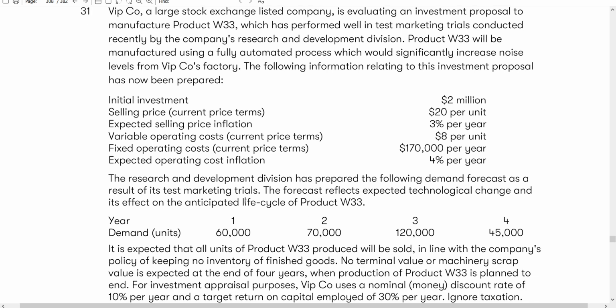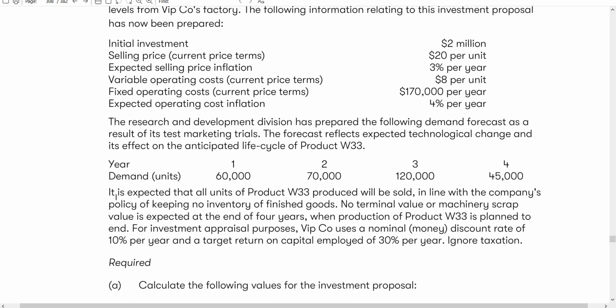The forecast reflects expected technological change and its effects on anticipated product life. So it has a 4-year life. It is expected that all units of product W30 produced will be sold. Okay, so there will be no scrap value, no residual value.